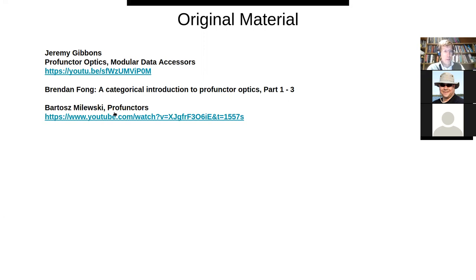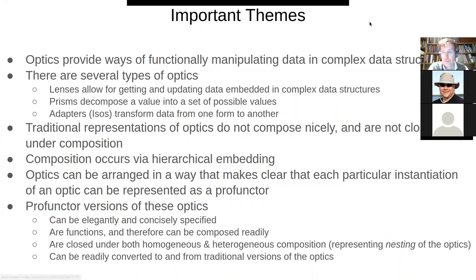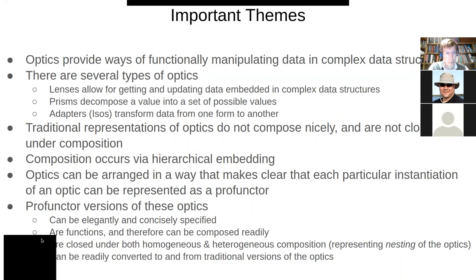Then thirdly, there's a talk by Bartosz Milewski on profunctors that includes a little bit of this material and a broader set on profunctors. So the ideas that we had touched on last time are that optics provide this way of functionally manipulating data and data structures, but it's really more generally a way of going back and forth between pieces and the whole. And there are several types of optics; lenses, prisms and adapters are three we talked about. We didn't talk about traversals or algebraic optics and kaleidoscopes. There are various other optics, which are actually quite interesting.